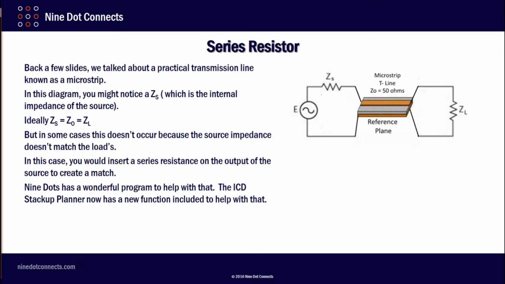Now, typically, drivers have a lower impedance. Let's say you have a 50 ohm load out here and you have a 50 ohm transmission line, but your source impedance is only 20 ohms. Well, then that's a problem. So in order to have maximum power transferred from the source to the load, you're going to want this source impedance to be 50 ohms. In this case, you would want to insert a series resistance on the output of the source to create a match. 9dots has a wonderful program to help with that. It's the ICD Stack-Up Planner, and it now has a new function included to help with that.